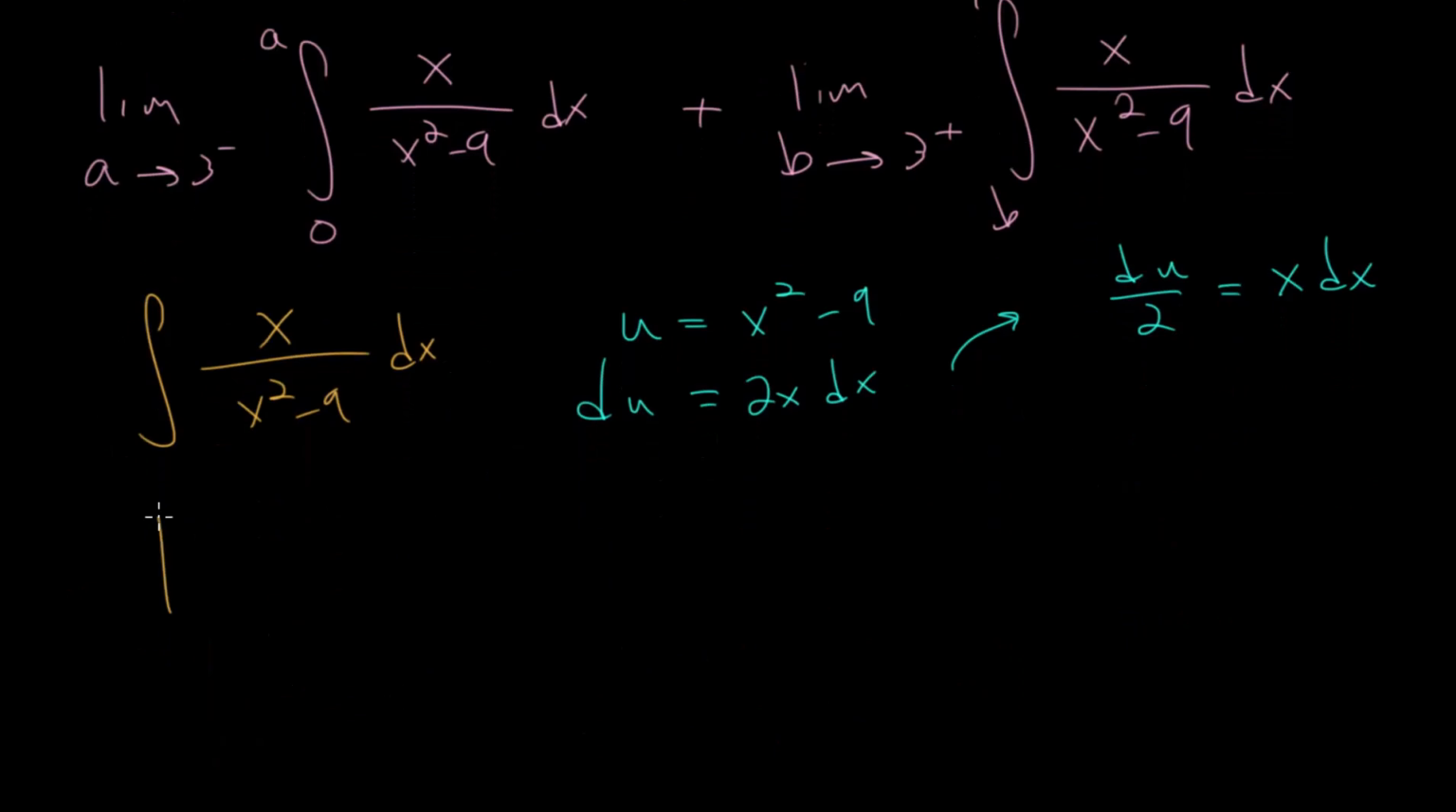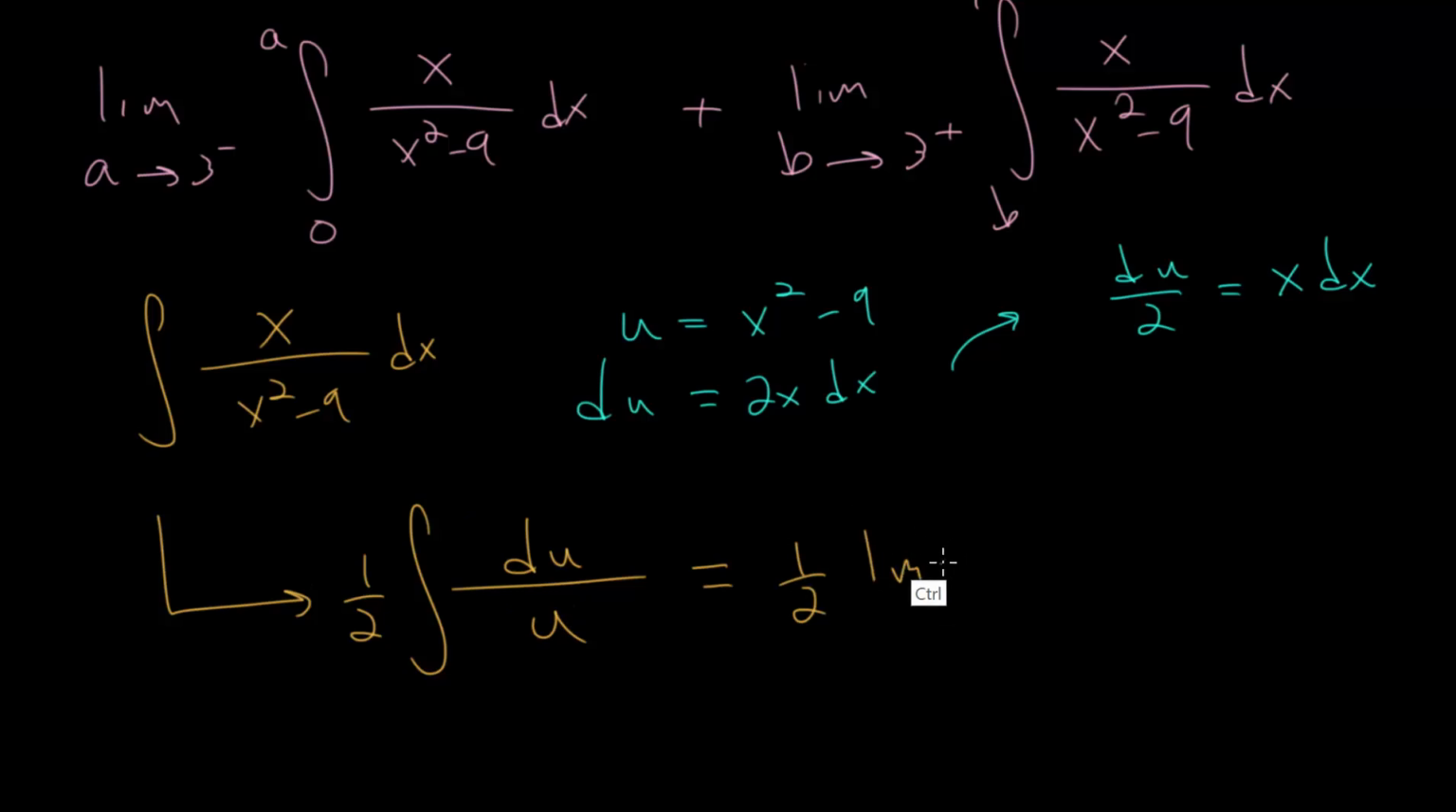We plug that in here. We get the integral of x dx, but that's just du over 2. We can put the 1/2 on the outside. And in our denominator, this is just u. And you might recognize that this integral is just the natural log of the absolute value of this u variable. But u is x squared minus 9. So let's back substitute there. And since this is indefinite, we would have to put plus c.